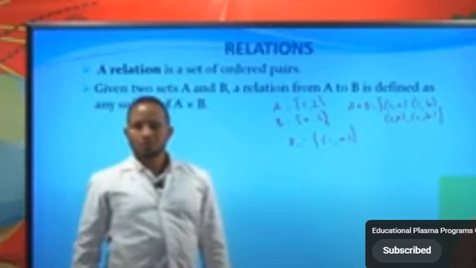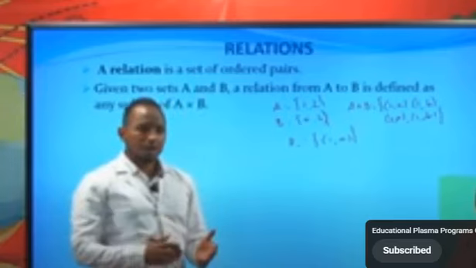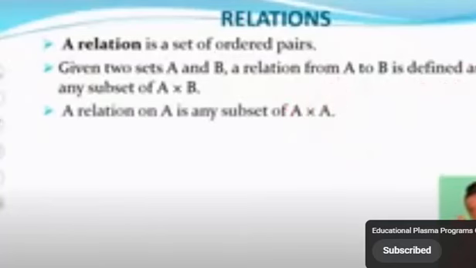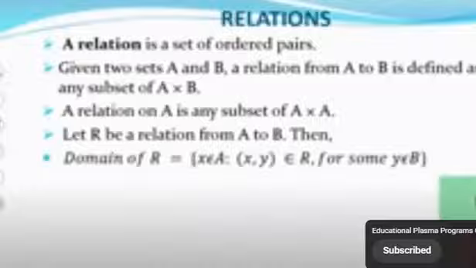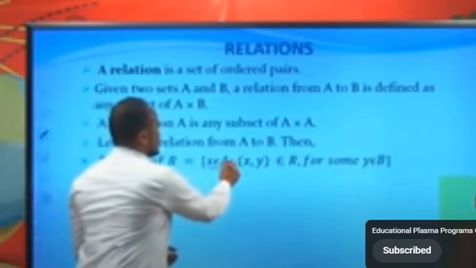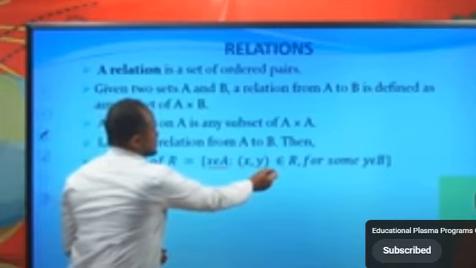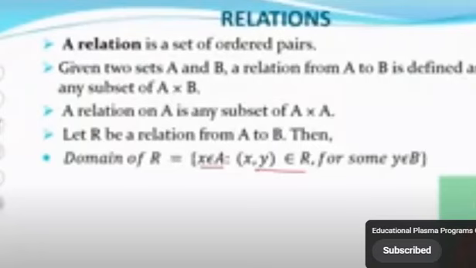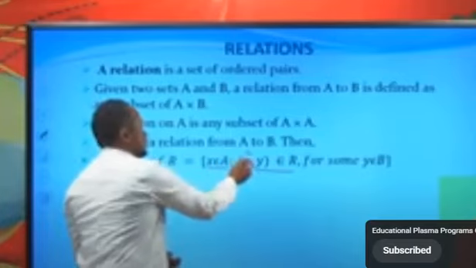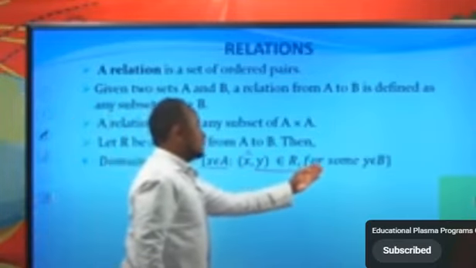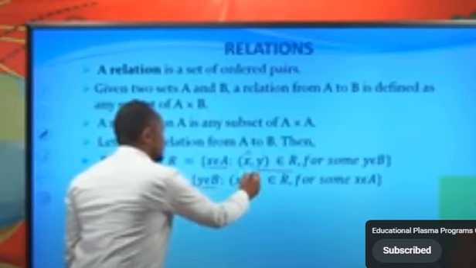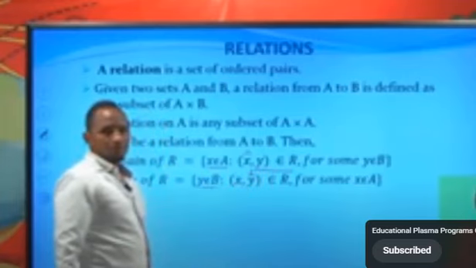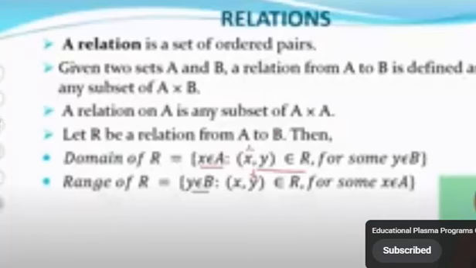So if you have two sets A and B, a relation from A to B is simply defined as any subset of A cross B. A relation on A is simply any subset of A cross A. Now let R be a relation from A to B. Then the domain of R is the set of first components, the set of x taken from A such that the ordered pair (x, y) is an element of the relation for some y in B. And the range of R is the set of second components, y, where (x, y) is an element of the relation for some x in A.